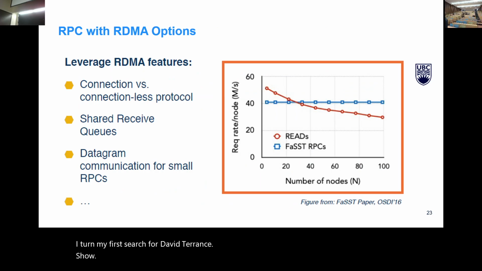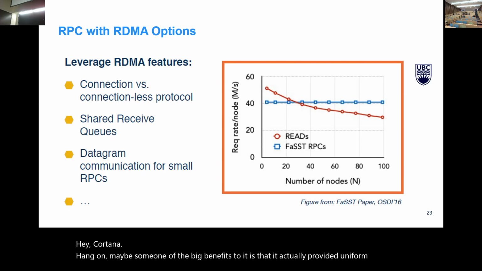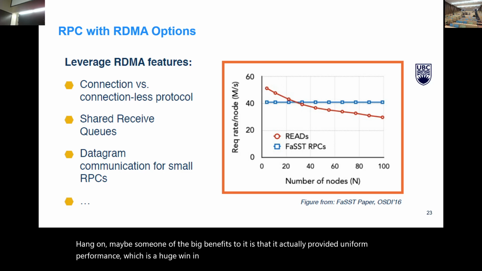So the benefit of using RPC over RDMA is that, like I said, it's really fast. And we've got a nice little chart here. This is from a 2016 paper, so it's like within your lifetime. So this is fairly recent work, although that's now 7 years ago. You'll notice that one of the big benefits is that it actually provided uniform performance, which is a huge win in data centers where one of your primary concerns is tail latency.